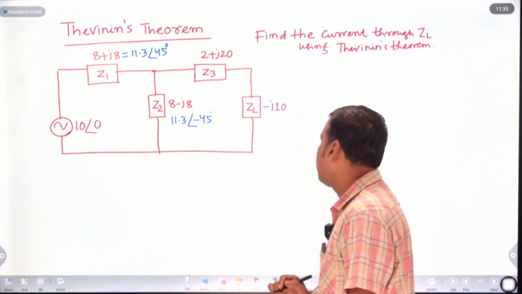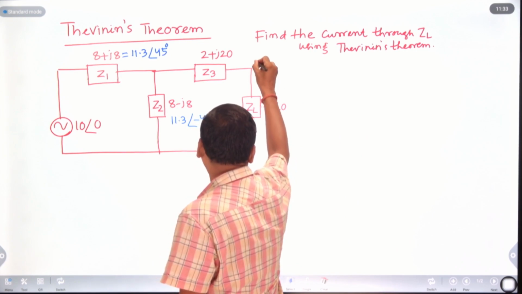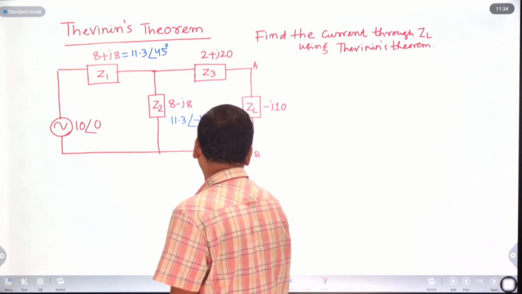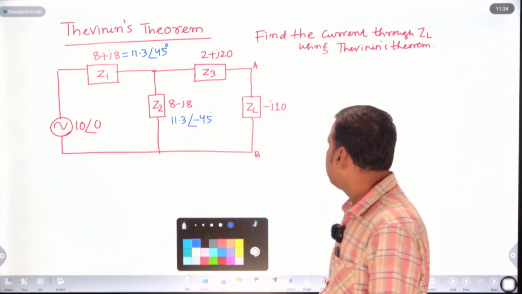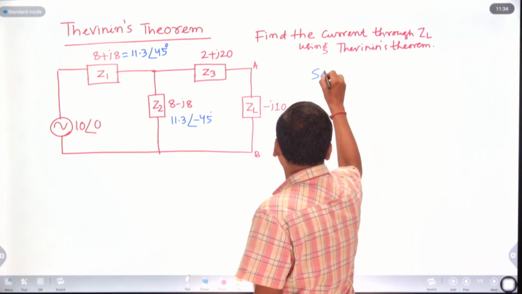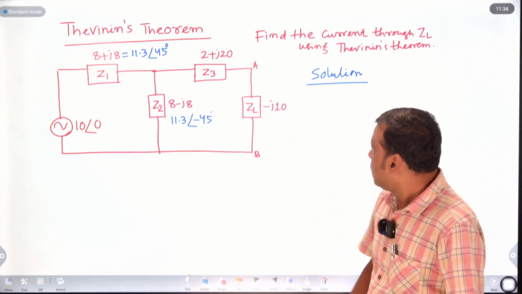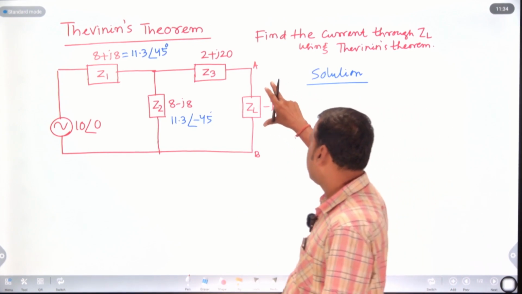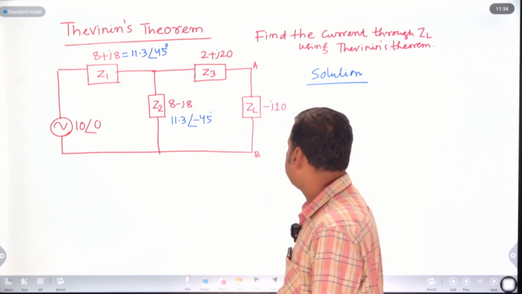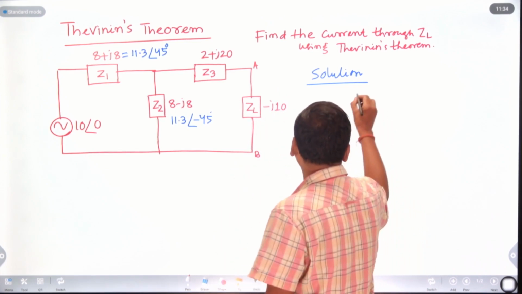Now we are going to calculate how much current flows through this terminal. Let this terminal be A and this be B. We are going to calculate what amount of current flows through the load impedance ZL. So, the solution: first of all, to calculate the current through this load resistance, simply we have to disconnect it.